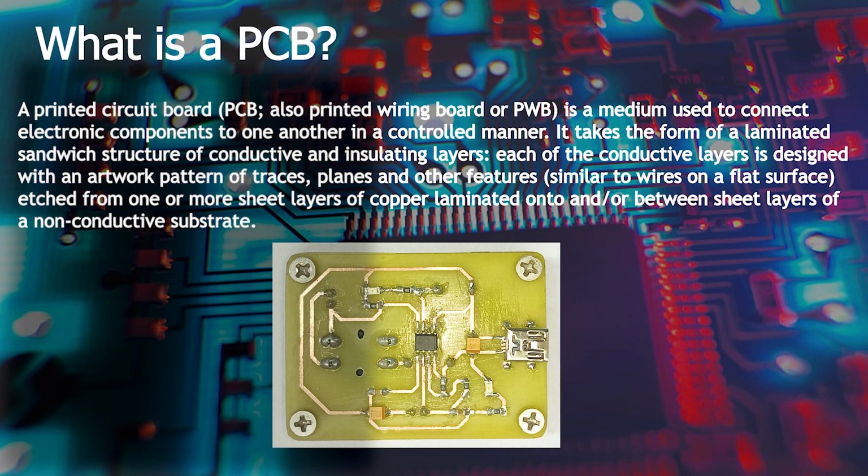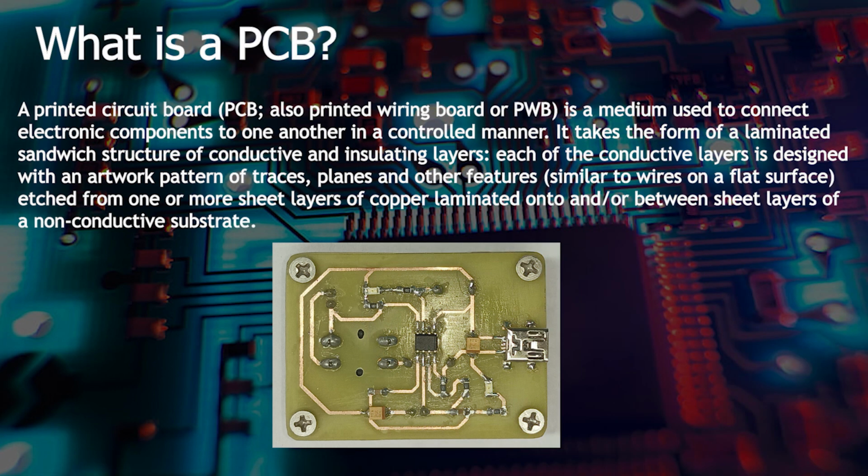What is a PCB? A printed circuit board is a medium used to connect electronic components to one another in a controlled manner. It takes the form of a laminated sandwich structure of conductive and insulating layers. Each of the conductive layers is designed with an artwork pattern of traces, planes, and other features etched from one or more sheet layers of copper laminated onto and/or between sheet layers of a non-conductive substrate.